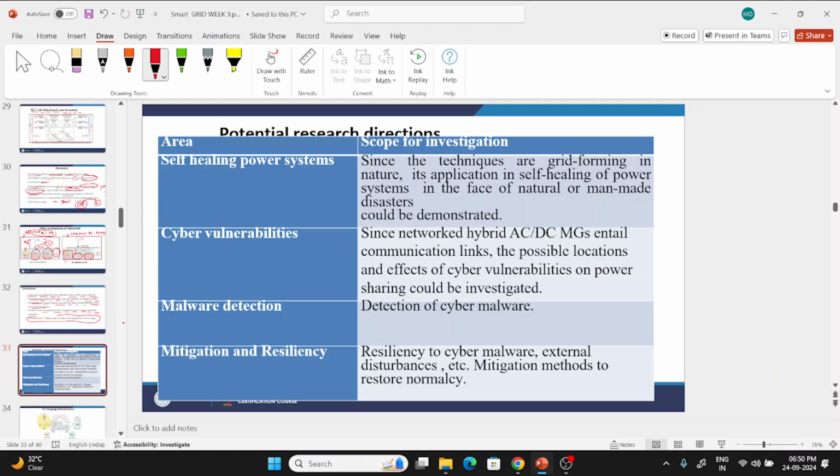these are various potential research directions which are being pursued nowadays. Like there is a research area in which self-healing power system techniques are formed, so that in case any natural or man-made disaster happens, the grid can heal itself, and these are done with the help of grid forming inverters.